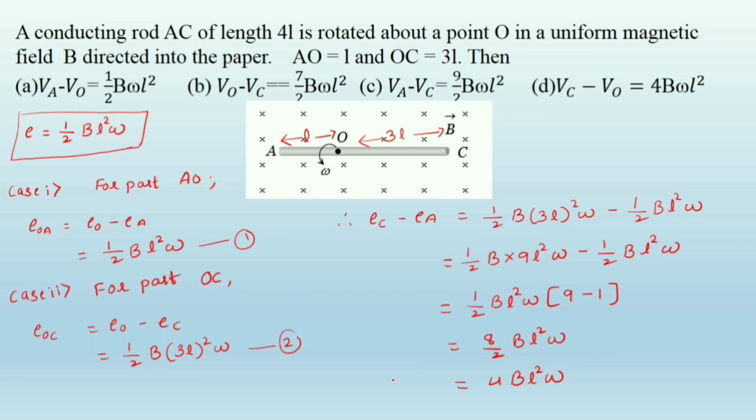See here, we got the induced EMF from point C to point A. That is equivalent to velocity, because induced EMF takes place only when its velocity changes. So the right answer is 4 B L square omega, that is option D.